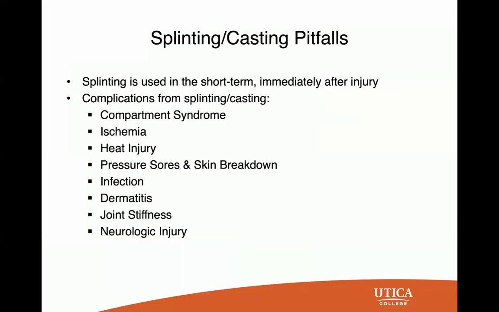Splinting and casting. So as you're applying splints, you have to be mindful of compartment syndrome, ischemia. So if you apply everything too tight, you have the opportunity to cause death to the cells in the area. It can't be too hot, pressure sores, infections, so on and so forth. So a big part of what you're going to do in the musculoskeletal spectrum is not only actually treating it, but providing education on things to look for and potential complications from any intervention that you do.